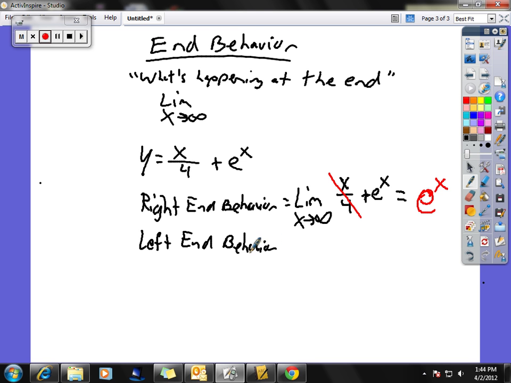The opposite, what do you mean? We want the limit, if we want the left end behavior, yeah, exactly, thank you. We want the limit as x approaches negative infinity of x over 4 plus e to the x. Oh, I can do that again.